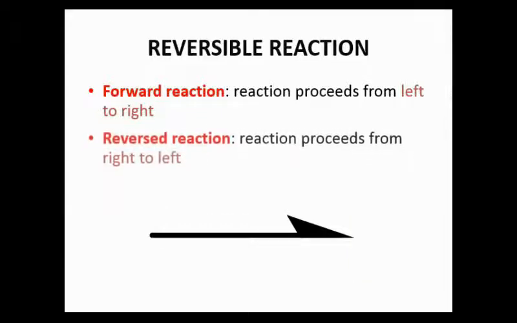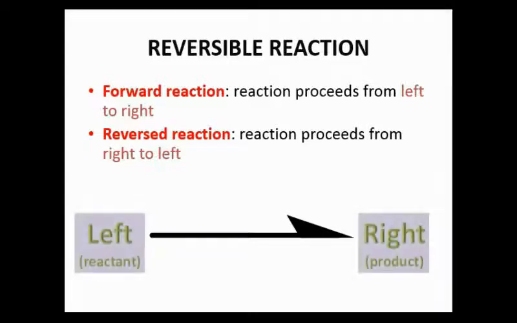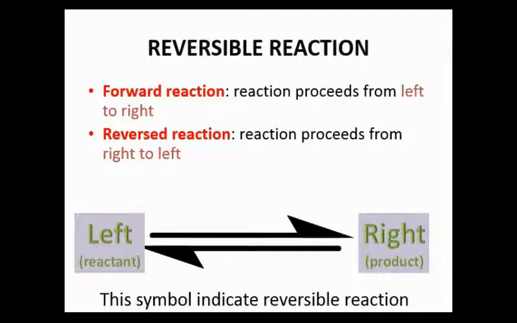And secondly, it has a reverse reaction, which is a reaction that proceeds from right to left, indicated by the black arrow down there. The reaction proceeds from right to left. And the reversible arrow is indicated by the black arrow down there. The symbol indicates a reversible reaction.